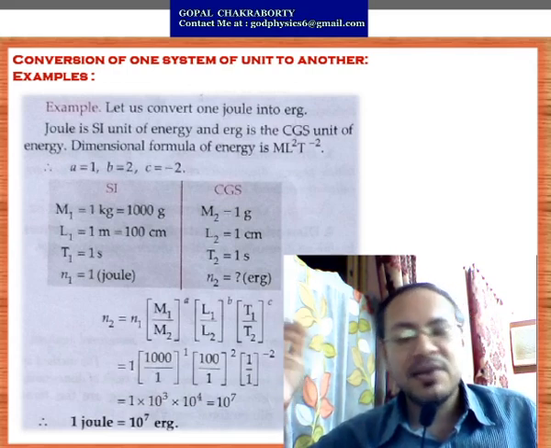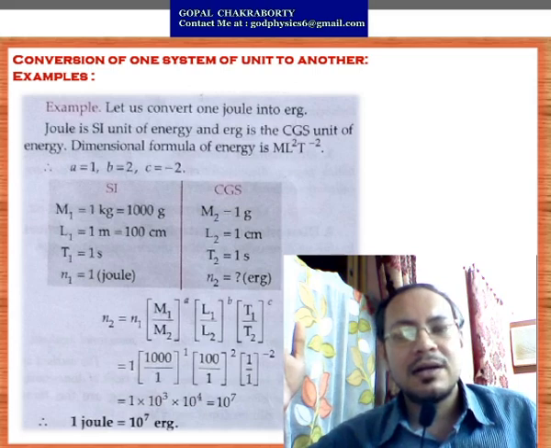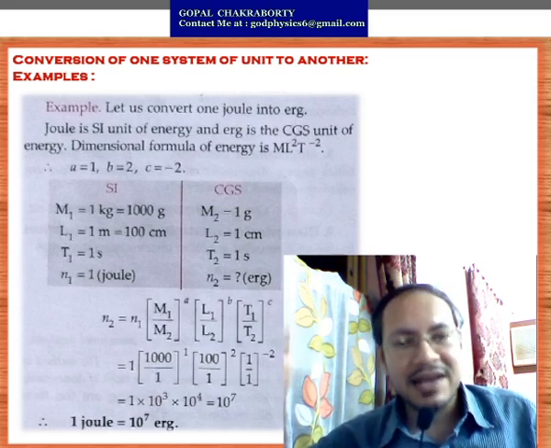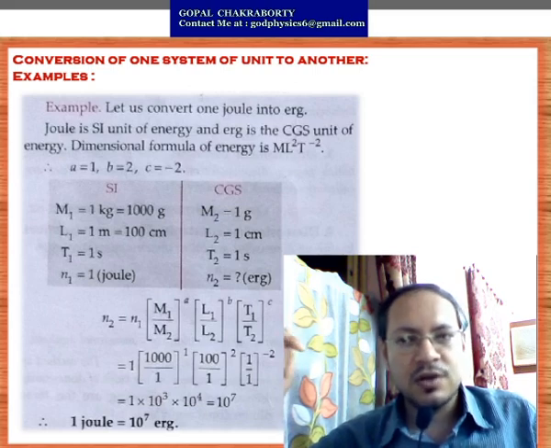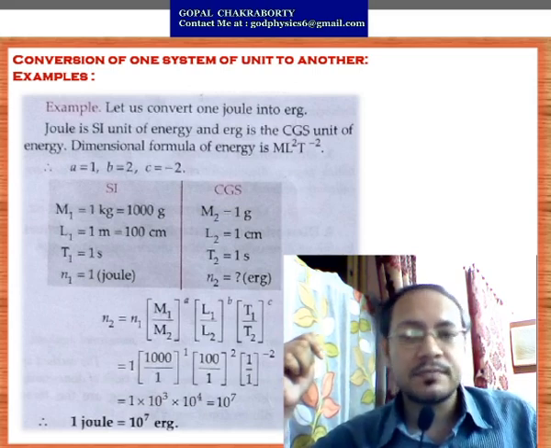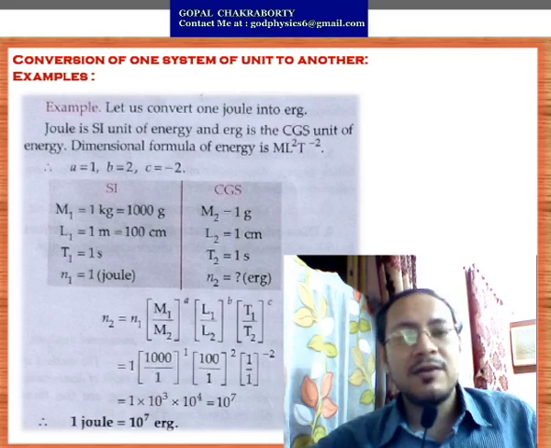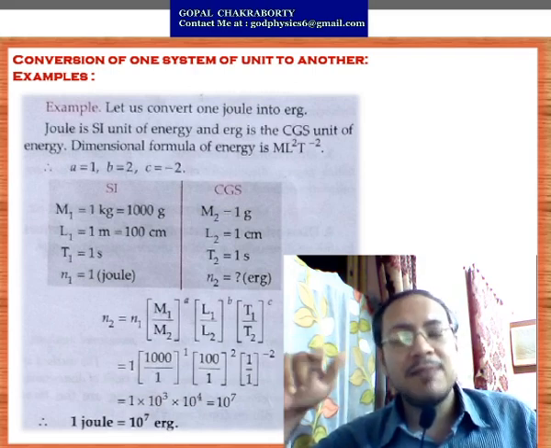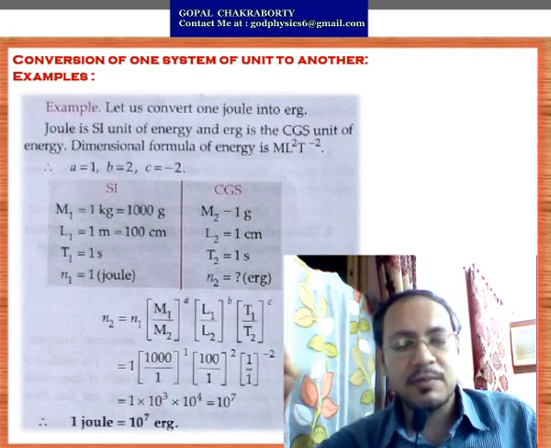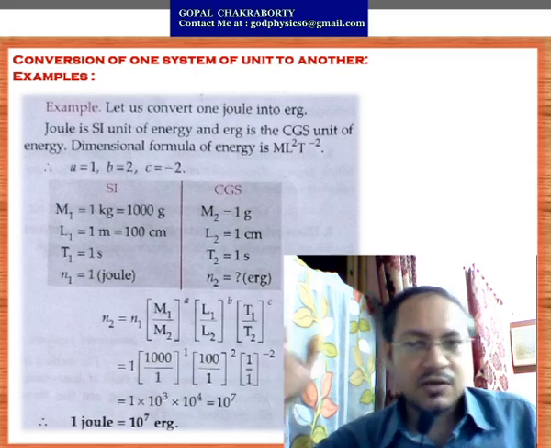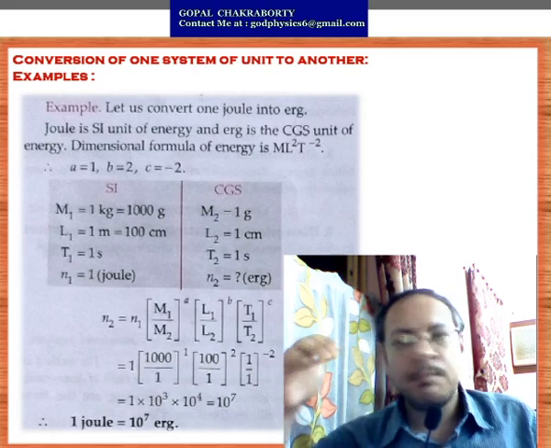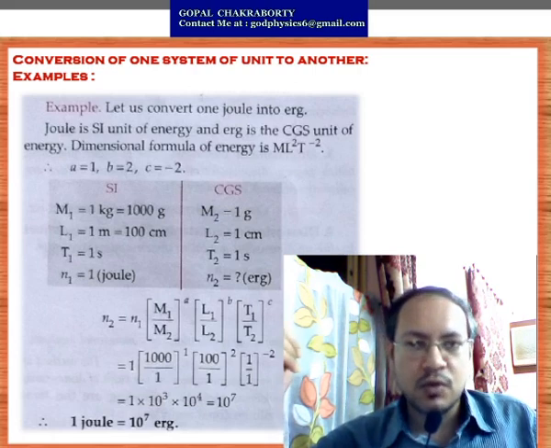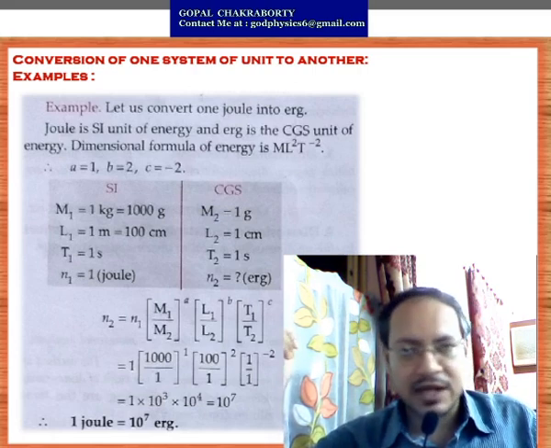So the dimensional formula of the joule, that means energy, can be written as M L to the power 2 T to the power minus 2. If we compare this with M to the power a, L to the power b, and T to the power c, from here you can write a equals 1, b equals 2, and c equals minus 2.